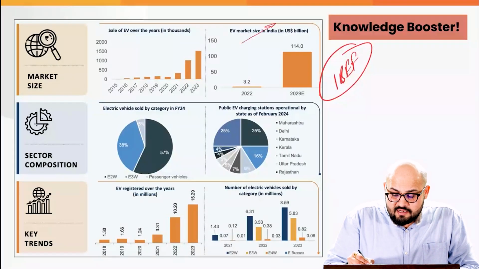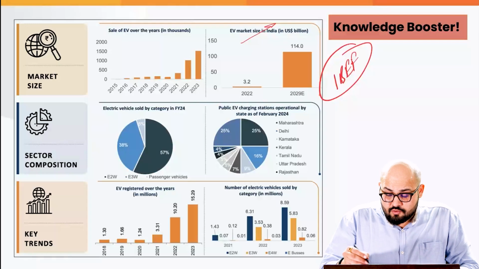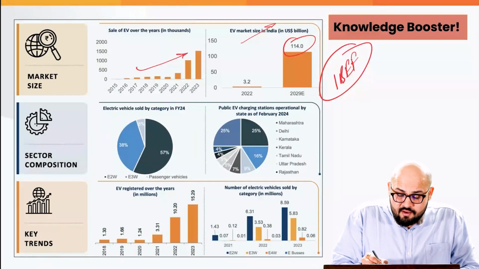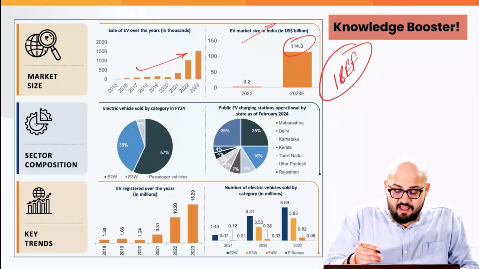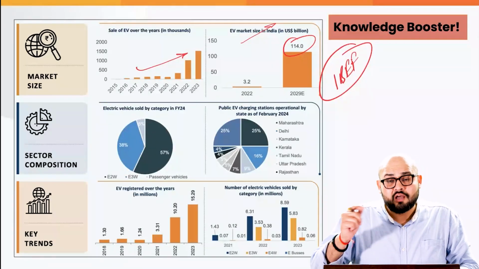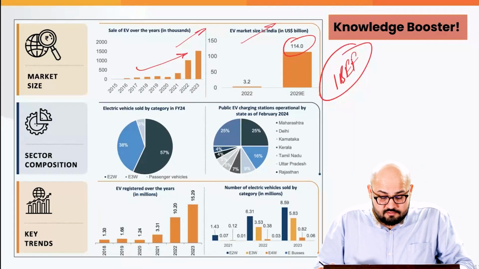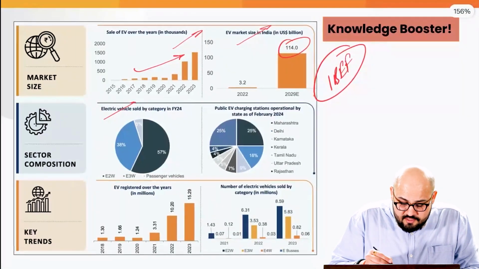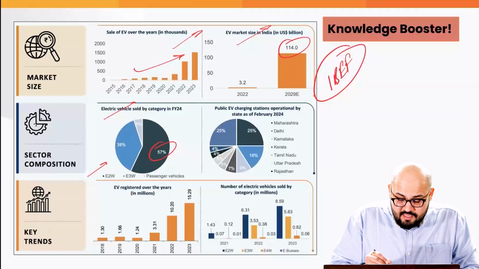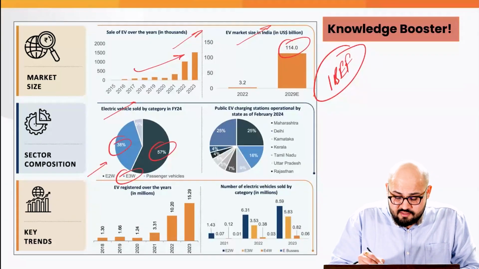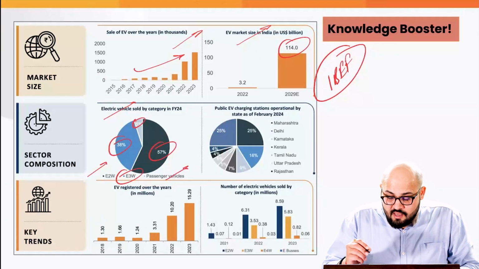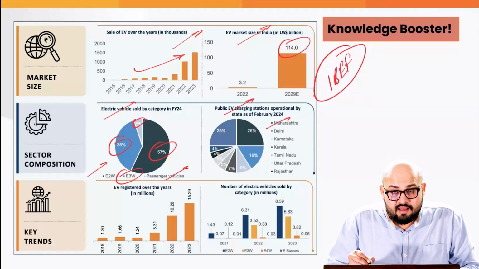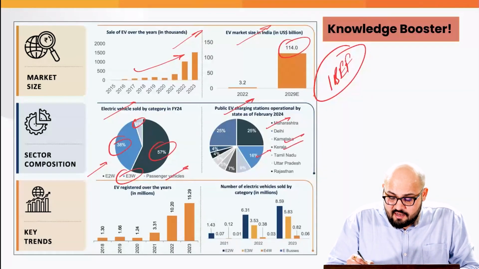So it says that the electric vehicle market in India is expected to go to almost $114 billion by 2029. And see, the number of electric vehicles sold has increased, almost crossing 1,500,000, right? So electric vehicles sold by category: the two-wheelers dominate at 57%. Then we have the three-wheelers at 38%. Then we have the passenger vehicles at 5%. Now, the public electric vehicle charging infrastructure is highest in the state of Maharashtra. Then we have Delhi. Then we have Karnataka, Kerala, right?